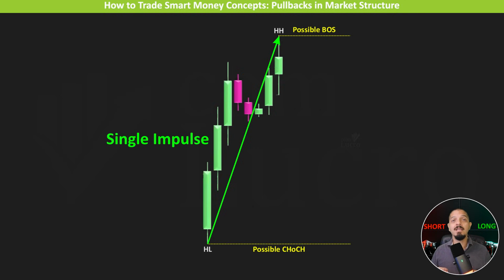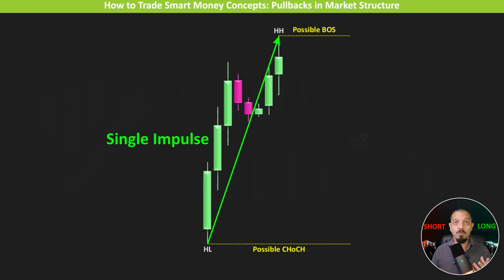Instead of being treated as an impulse followed by a correction, the next push higher is read as a continuation of the same impulsive leg. In other words, what looks like a pullback on the chart is actually just part of the impulse, not a completed retracement. This leads us to a key rule in the ComLucro framework.